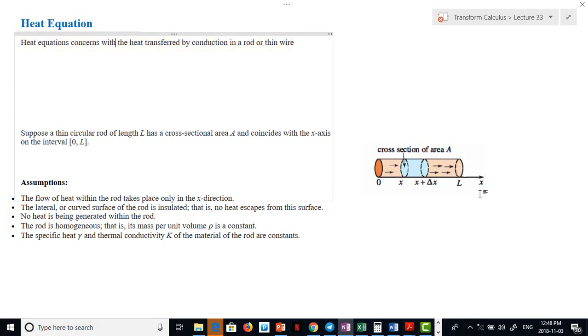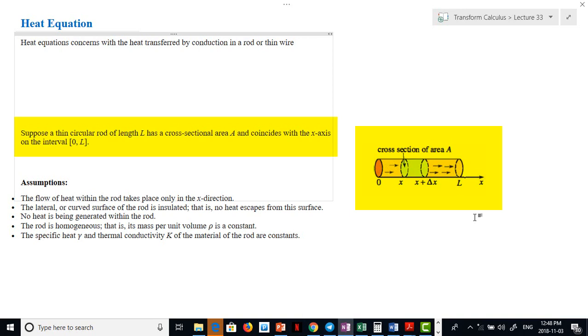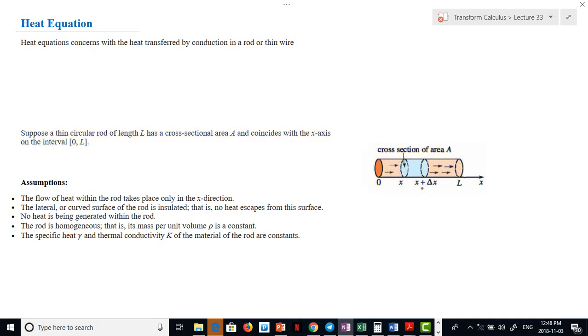So here you can see one wire. Suppose you have a thin circular rod of length L. The length of this rod is L, starts from 0 to L, and it has a cross-sectional area of A. Here you can see the cross-sectional area, and it coincides with the x-axis on the interval of 0 to L. So for this rod, we're gonna see what the heat equation is. But in this lecture, I don't want to talk about the derivation of the equation. I just want to see what the equation is.